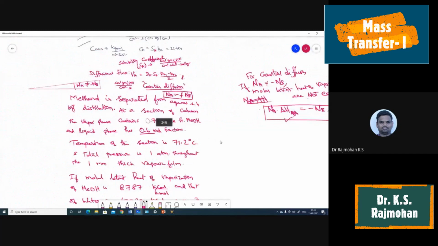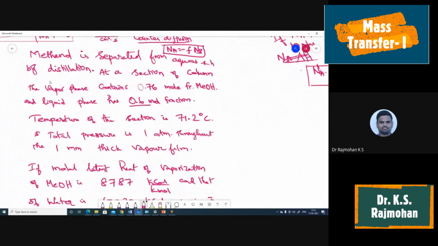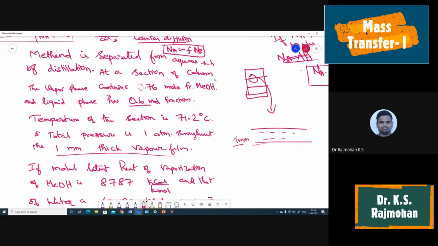Here it is given that methanol is separated from aqueous solution by distillation at a section of a column, any particular layer. In a distillation column there will be several plates, and at one particular plate we have a thickness of 1 mm of liquid. Thickness is given as 1 mm. There is a vapor film. Let me say it is vapor film. Vapor film is 1 mm.